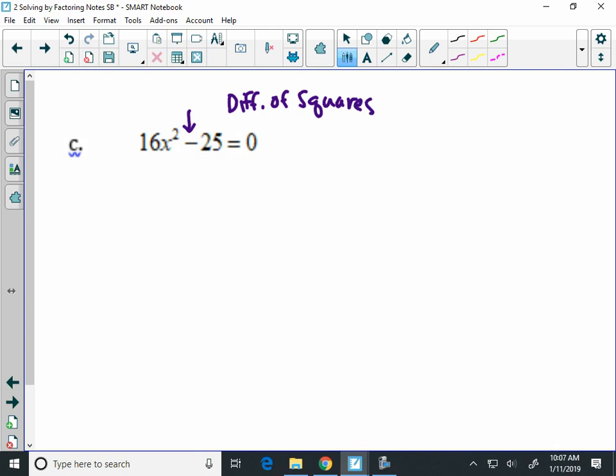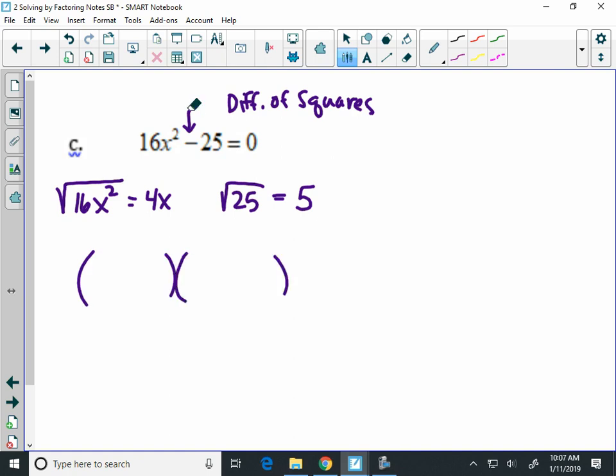That's a good method as well, because I can take the square root of 16x squared, which is 4x, and the square root of 25, which is 5. Now, if you forget how to do this one, you'll need to go back and look at the factoring mini lessons that are within the module. In order to factor this, we take the 4x on the left in both sets of parentheses, the 5 on the right, a plus goes in one, and a minus goes in the other.